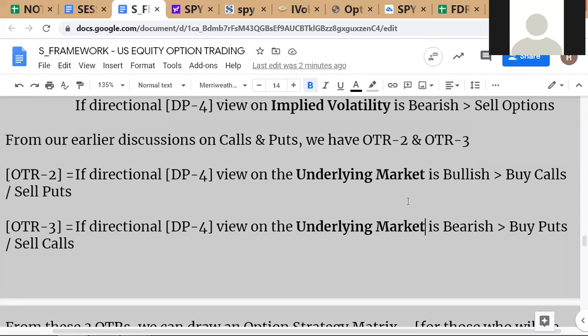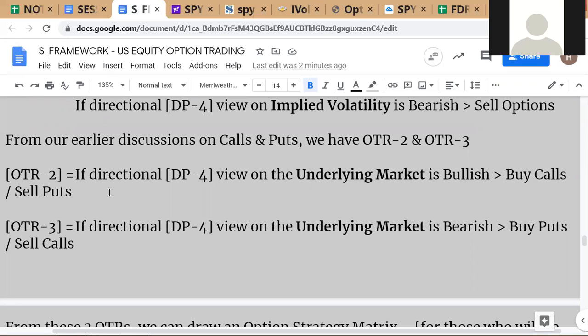If you are on the underlying market, your view is bullish, you have two options. You can either buy calls or you can sell puts. Okay. You can think about this more a little bit later, but I want to get to the matrix today quickly. So obviously, underlying market is bullish. You can either buy calls or you can sell puts.